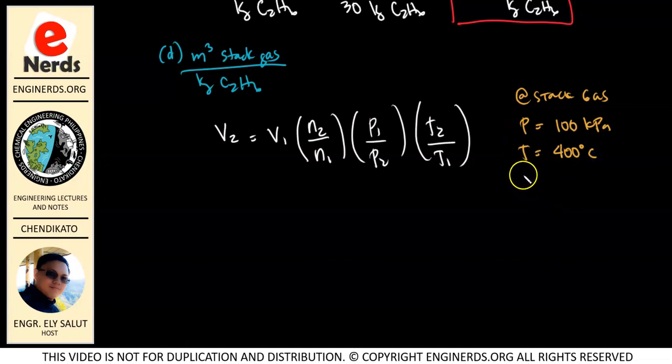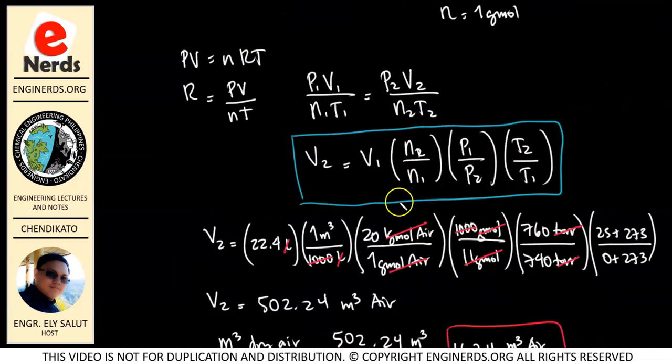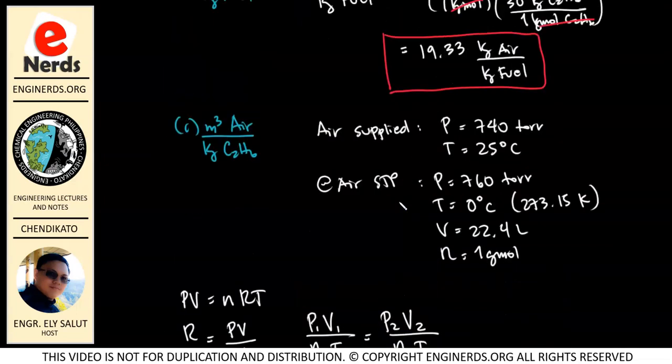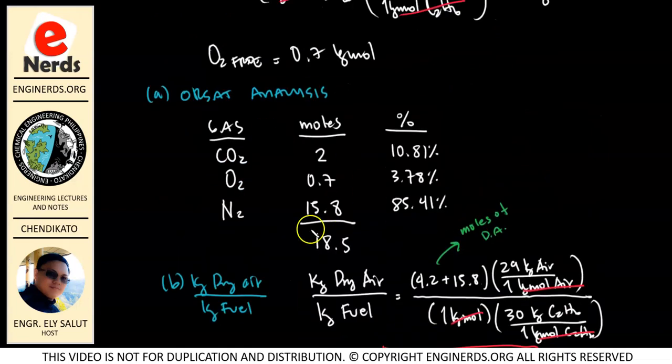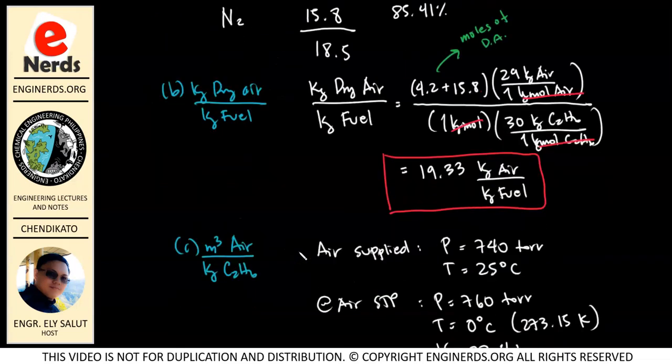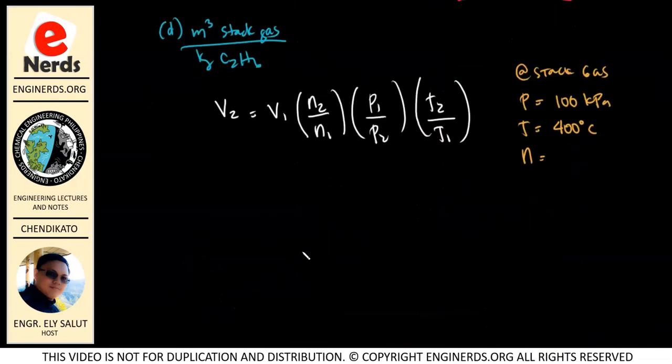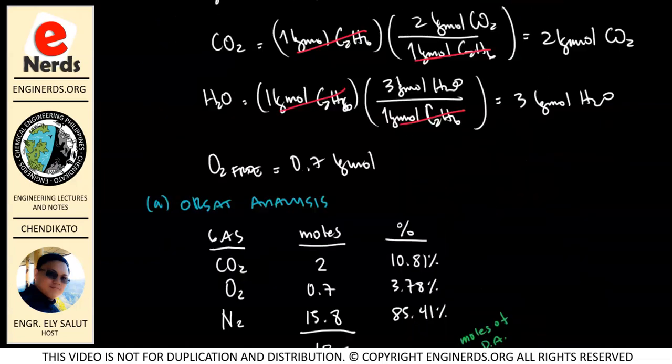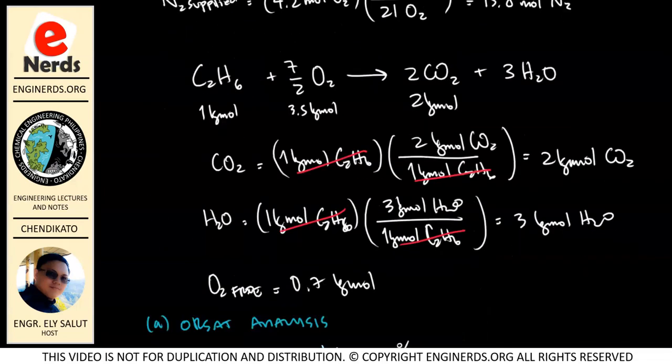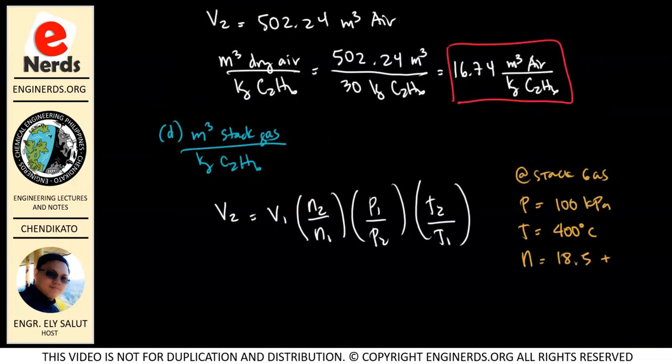And what is our number of moles here in our stack gas? We already know, in our Orsat we have 18.5 excluding water. So we're just going to add water there. So we have 18.5 plus the number of moles of water, which is 3, I think. So let me recall. Yes, water is 3. So we just need to add that here. So 3.